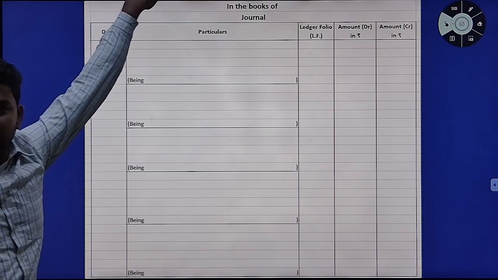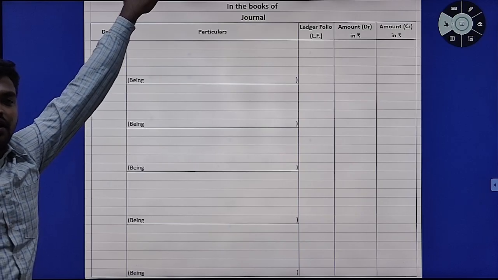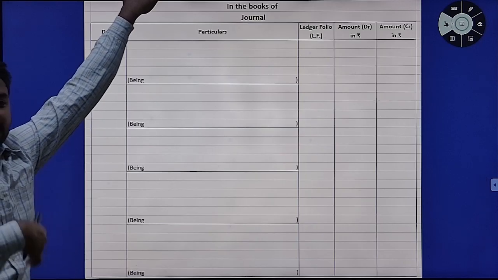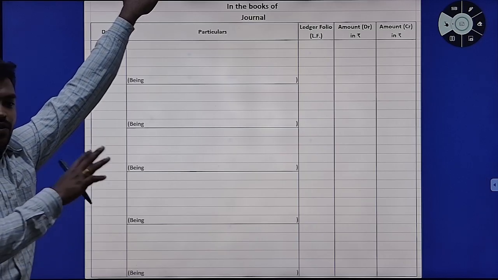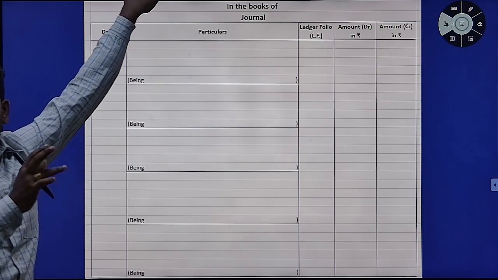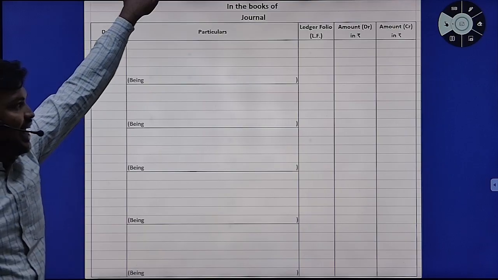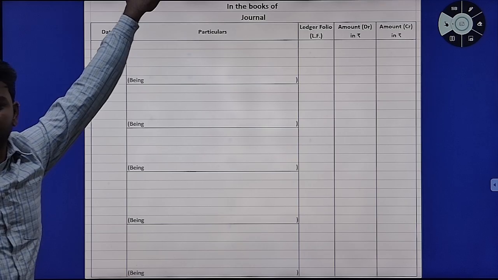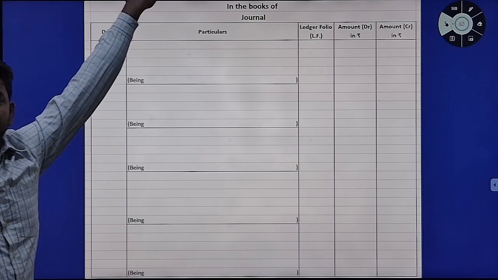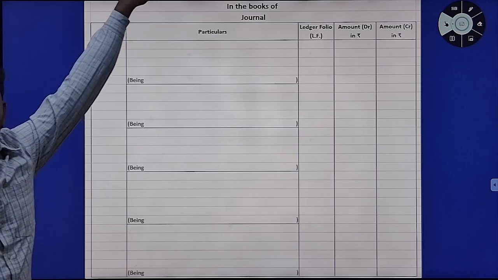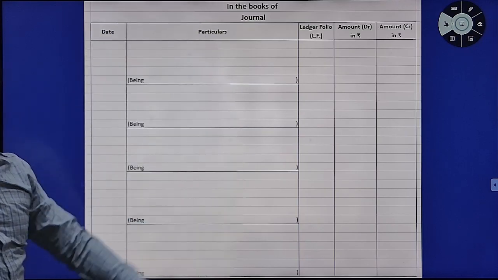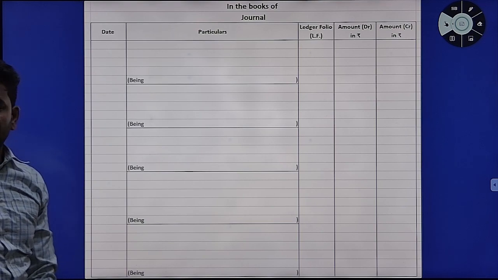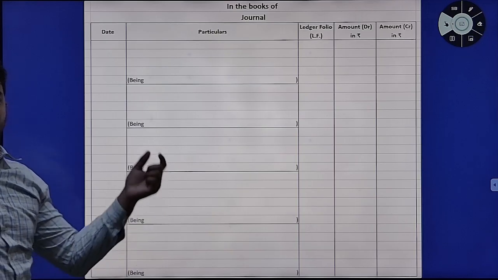I'm just touching upon the concepts. You might be knowing this, but before I directly jump into the sums tomorrow, I just wanted to give the overview, basically a recap of the journal. Next, ledger folio. What is this? The page number of the particular ledger. Sir, what is this ledger folio? These journal entries you will classify somewhere, yes or no? This is recording, you need to classify somewhere.